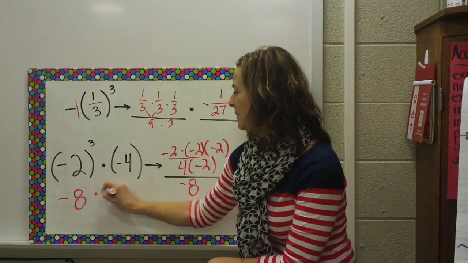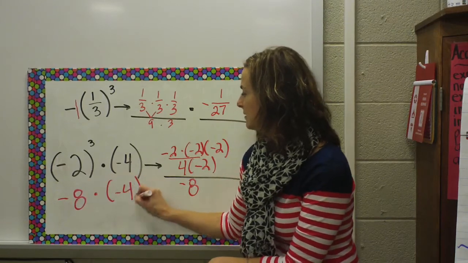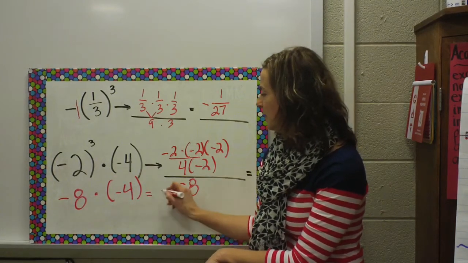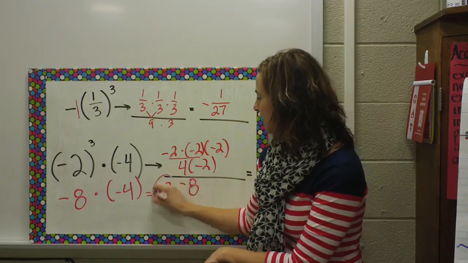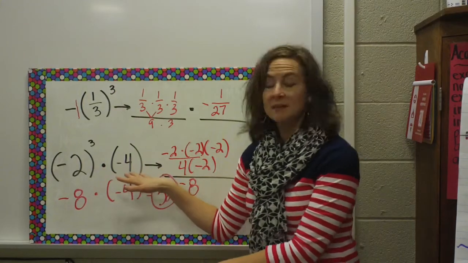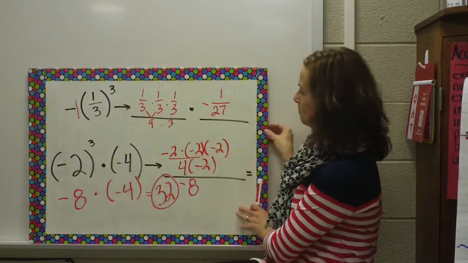Then I'm going to multiply it by my -4. -8 times -4 is going to equal a positive 32. So when you see problems like this, just take them one step at a time.